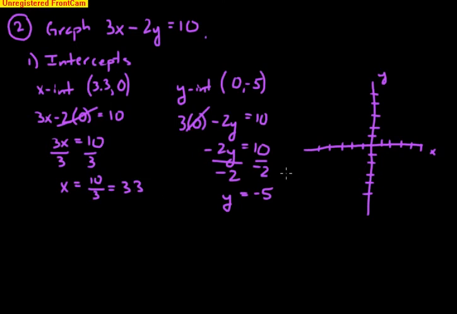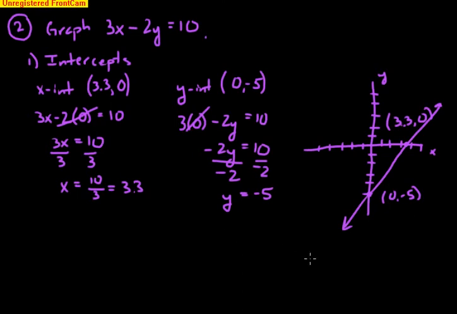Okay, so the x is 3.3. 1, 2, 3, and a little bit more. There's the x-intercept. The y-intercept is 0, negative 5. 1, 2, 3, 4, 5, down. Connect those with a straight line, and we will graph or plot the points. And there you go. So there's your graph done by the intercepts, finding the x and y intercepts.